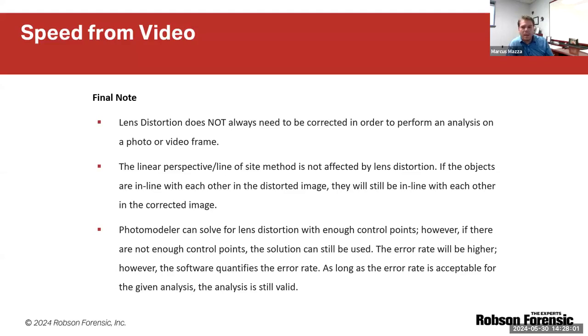And again, as long as we have an understanding of what that error rate is, it doesn't render the analysis incorrect just because we didn't correct for lens distortion. It simply means we have a higher error rate. And as long as we're okay with that error rate, obviously, we can still use that analysis.